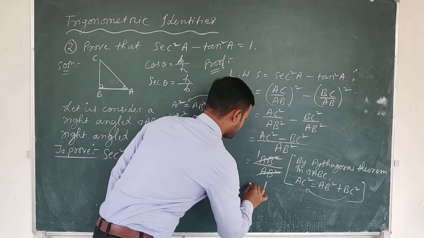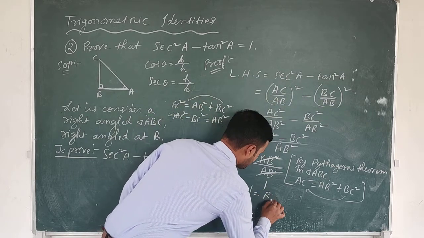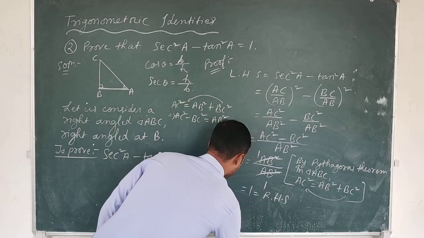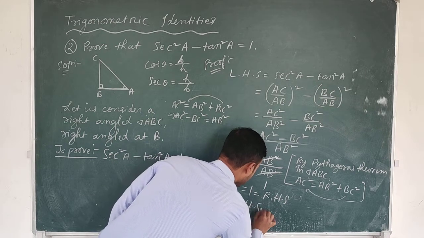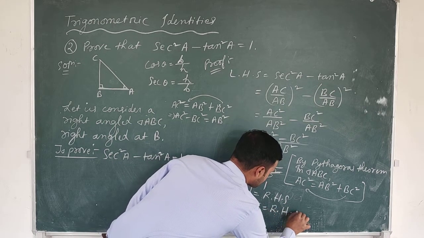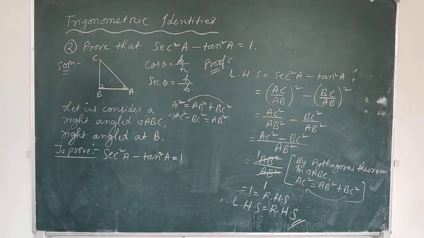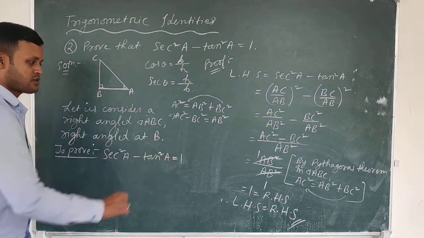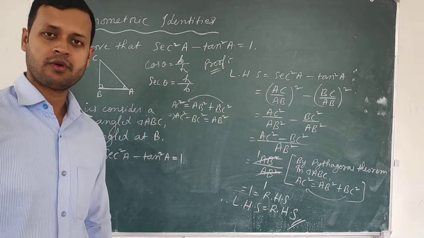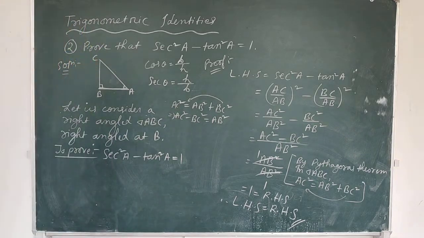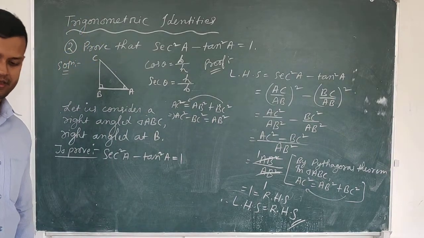AB square is cancelled, so that is equal to 1. That is equal to RHS. So therefore LHS is equal to RHS. So sec square A minus tan square A is equal to 1. This identity is proved. Is it okay?